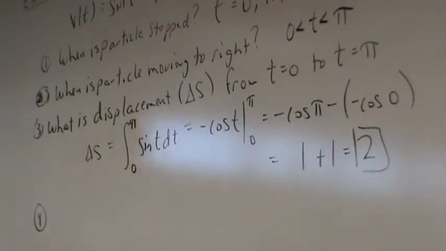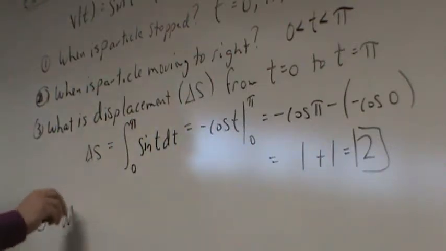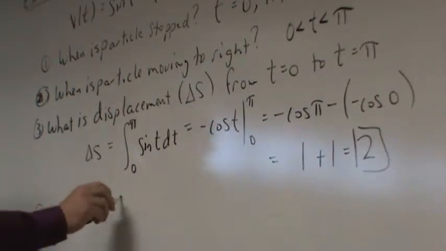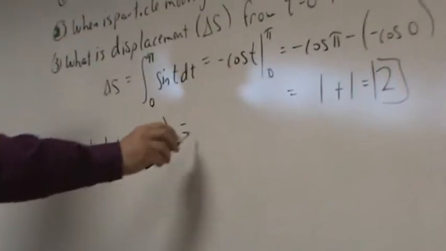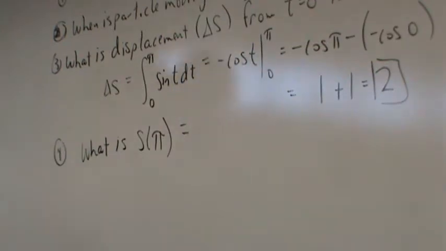Okay, so here comes the big one. What is s of pi? What's my position at time equals pi? I know my displacement is 2. I know I went 2 to the right. What's my position at pi?